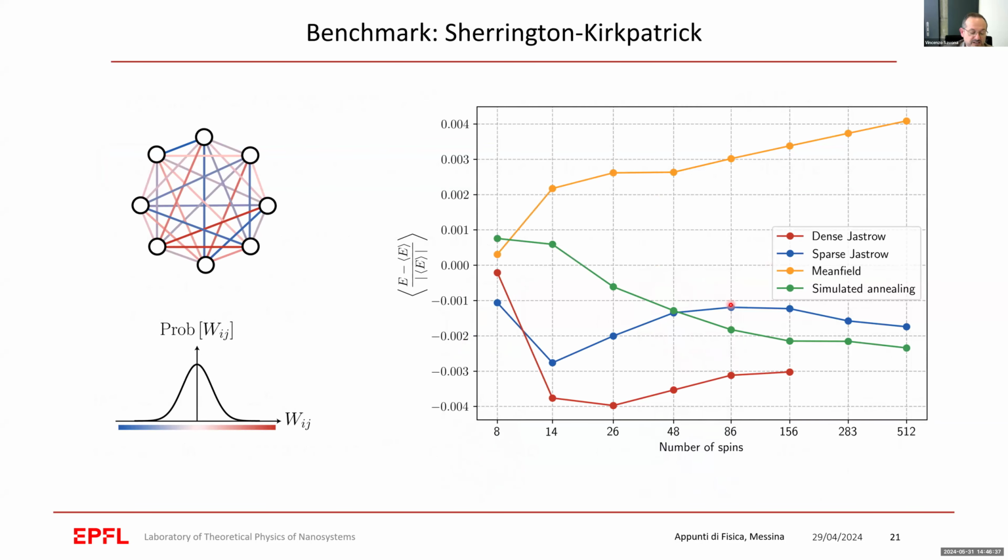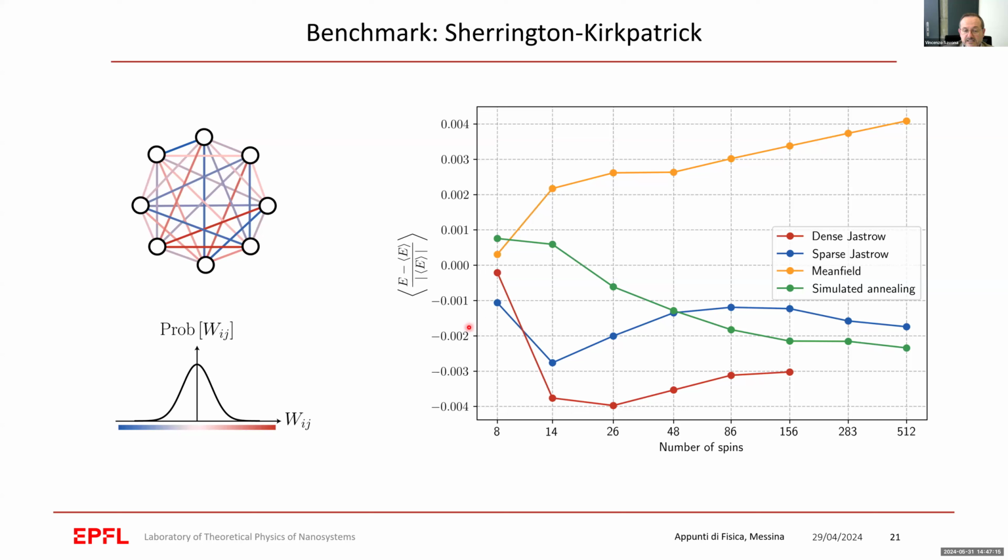Okay, let me give you some results, and then we are finished. We have benchmarked this approach on 4 models. The first is the Sherrington-Kirkpatrick model. It's a model where you have random couplings between all pairs of spins. So each pair of spins has a coupling with a random coupling strength, and the coupling strengths are distributed as a Gaussian. Here I'm showing the average over a large number of instances of the problem.